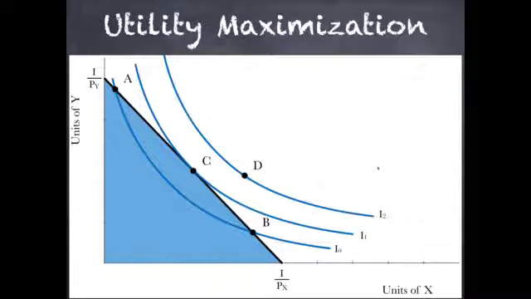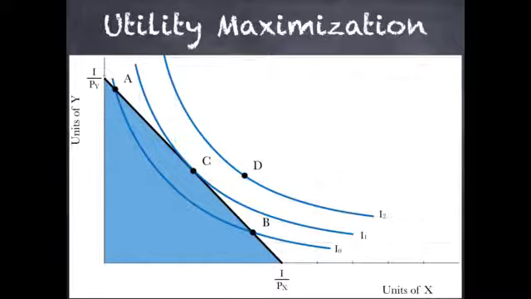Now, if our income goes up, we might be able to afford this. Or if the prices of Y or X decrease, we might be able to afford that combination at some point in time. But at the present time, we don't have the income to purchase that. Now, we can exclude point D for utility maximization because we can't afford to purchase the combination represented by point D.